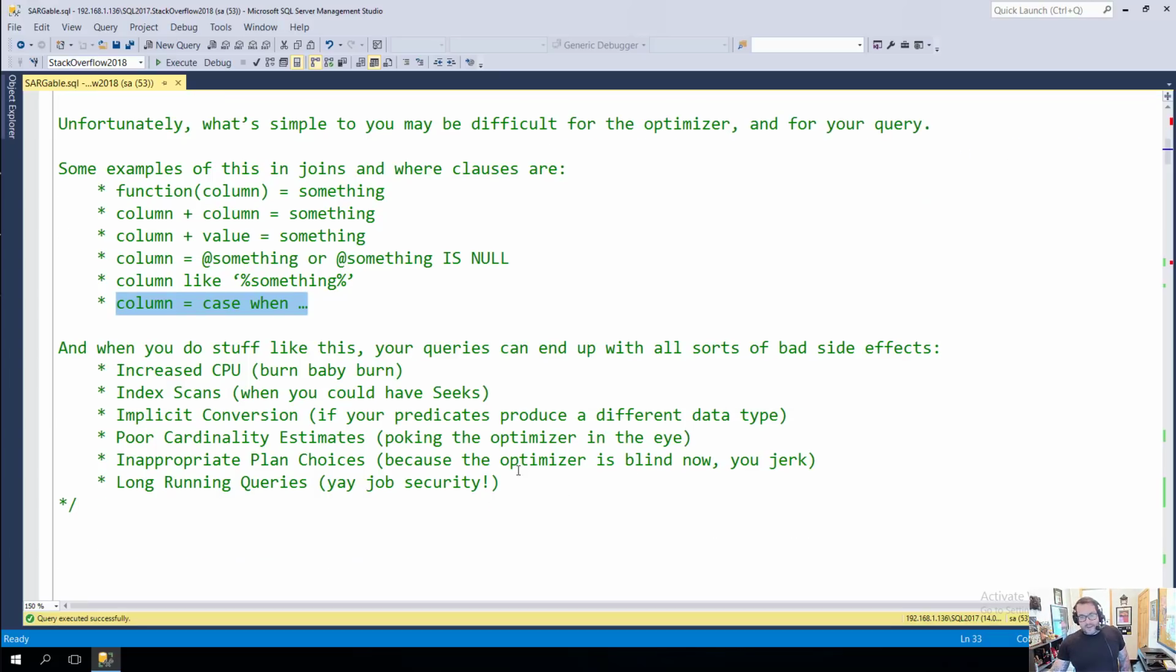Those non-sargable things can typically make your queries run for a lot longer than you'd like, or use more resources than you want, which reduces concurrency, and the whole thing just kind of stinks, and it all comes back to just write the simple query.